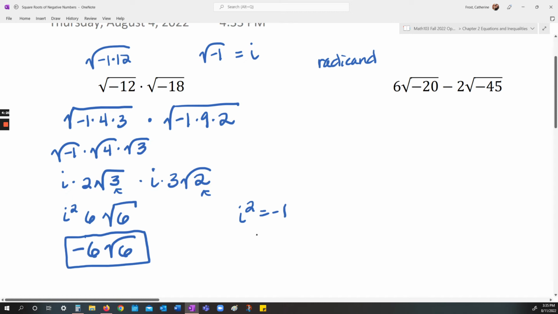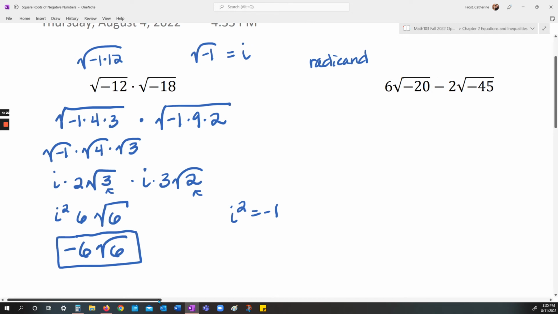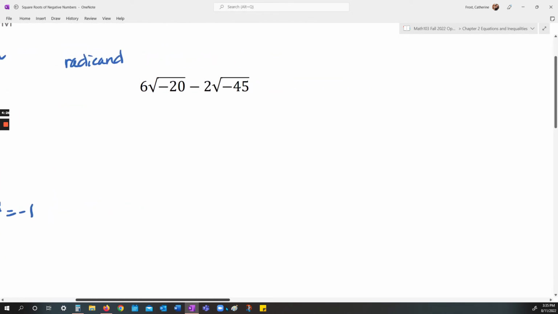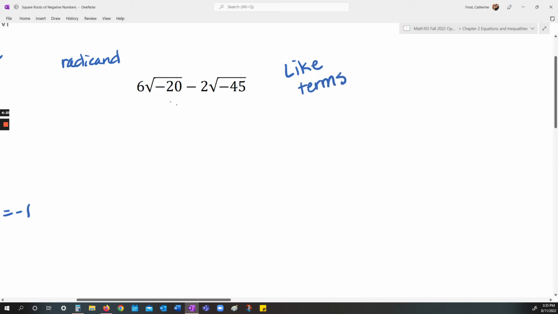Let's see what happens if we have square roots of negative numbers, but we're adding or subtracting. Over here, we're subtracting. Whenever you're adding or subtracting, you need like terms, or in this case, like radicals. Whatever's under your square root, you need it to be the same in order to actually do the subtraction. So let's simplify and see what we have. It may or may not work out that we get the same thing left under our square root.